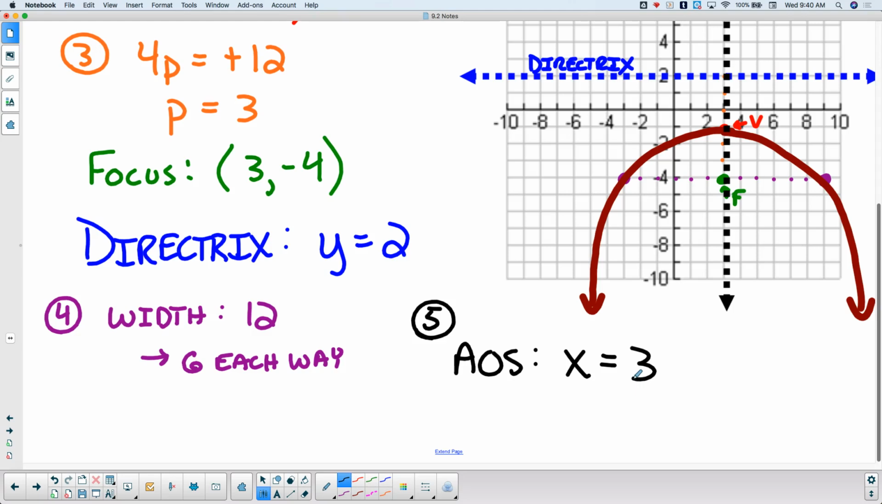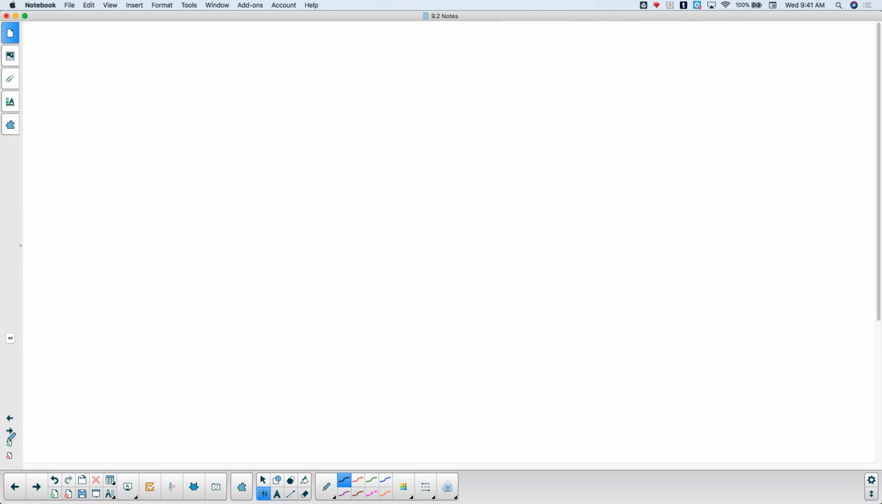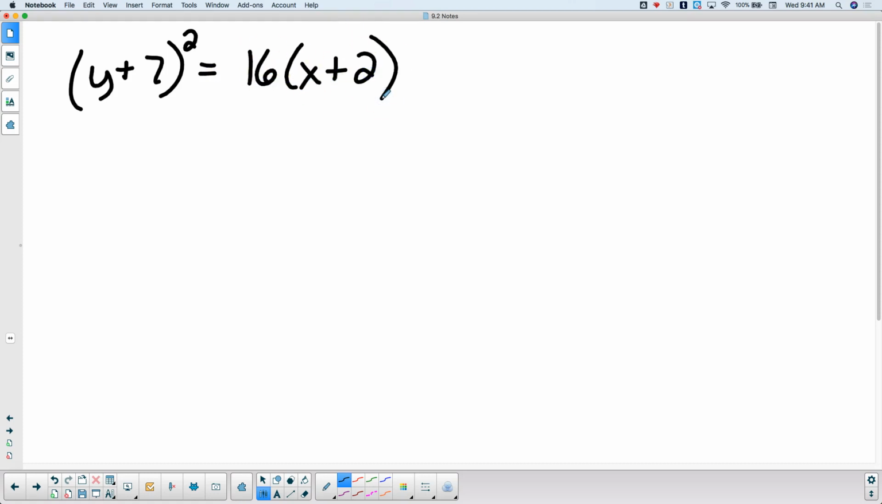Okay? What I would like you to do now is, I think we can do it. Yep, we can do it for sure. I would like you to graph this one, y plus 7 quantity squared equals, I'll make it easy on you, 16 times x plus 2. Okay, I want you to graph that one for me now.